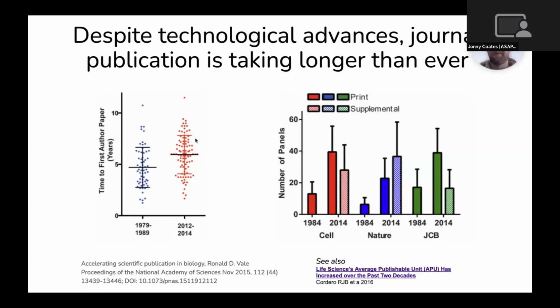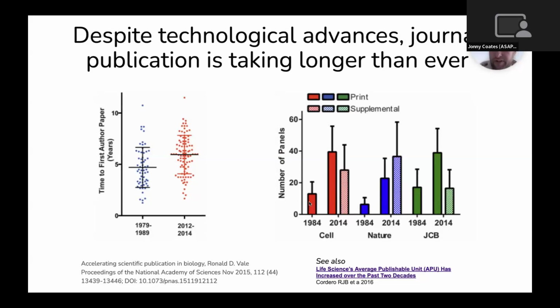And this is really damaging to early career researchers in particular. And then this other plot here is showing you the number of panels within papers published in Cell, Nature, or the Journal of Cell Biology in the 1980s versus 2014. And this, I think, is really striking in terms of how much work is now required to actually publish a paper. So if you look at the 1984 data, you can see that generally it was always below 20 total number of panels in the paper.